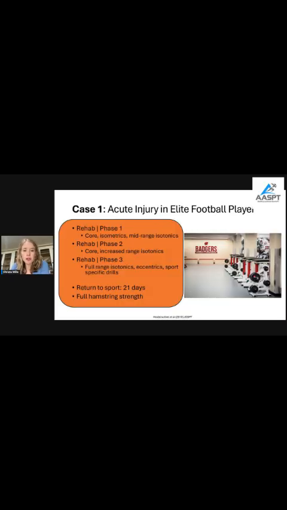So, a brief overview of his rehab. Again, this was not influenced by imaging, but pretty standard rehab, starting with core isometrics and gradually progressing increased range isotonics to the point of eccentrics, and ultimately sport-specific and speed-specific drills as he would return to sport. He did return within 20 or 21 days, so 3 weeks, and he had full clinical hamstring strength at time of return and was able to successfully complete all of our functional tests.